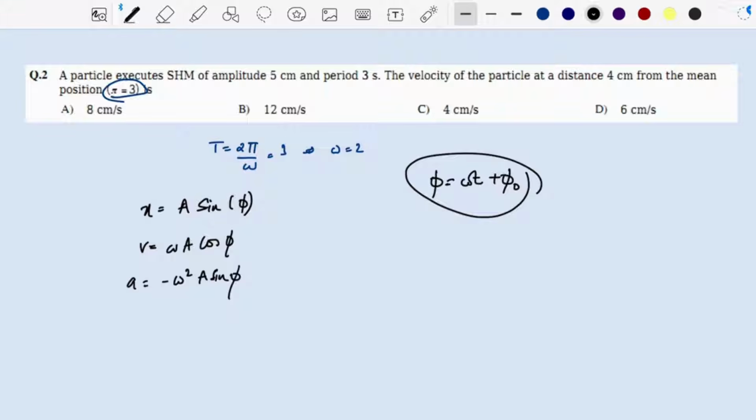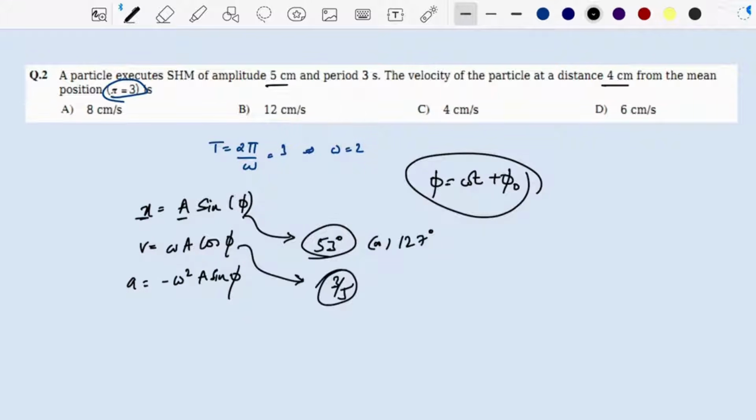Amplitude is 5 and the particle is at 4. When x is 4 and amplitude is 5, the phase is going to become 53 degrees. It's either 53 or 137, but we are going to take one of those. And cos of the same value is going to be 3 by 5. So I'm going to substitute into velocity. Omega will be 2, amplitude is 5, into 3 by 5 will be the answer, which is 6 centimeters per second.